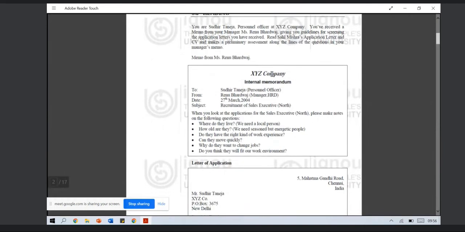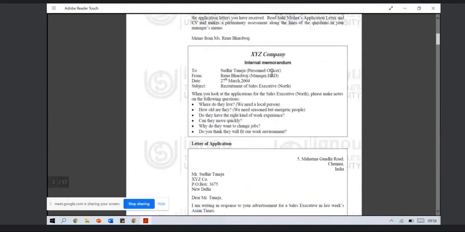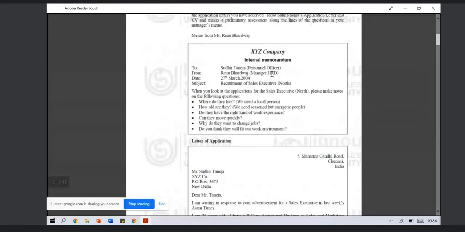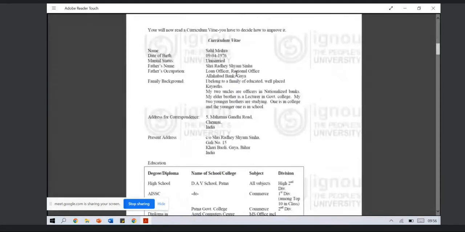Okay, this is a memo. This is one of the examples of a memo. This is the internal announcement. Instead of that, I will show you a different one.